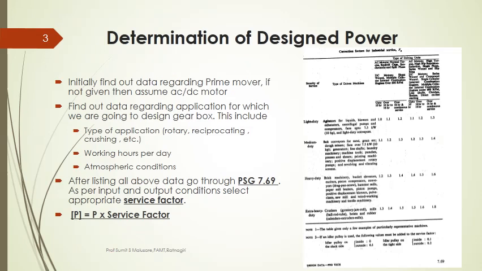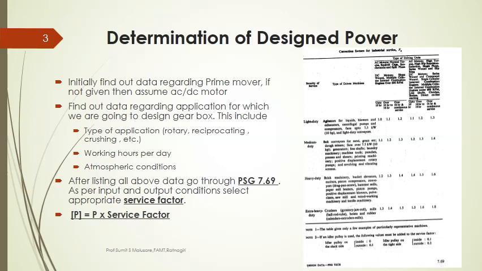Okay, so the first step is determination of design power. First of all, find out the data regarding the input power. So from which we are getting the input power: either an AC or DC motor, or maybe an IC engine, maybe a turbine. So find out the data from the given data initially. Okay, if not given, assume it to be an AC or DC motor.